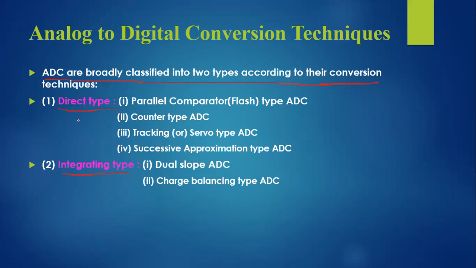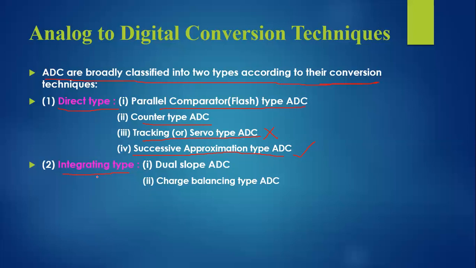This direct type A to D converter is further divided into parallel comparator or flash type A to D converter, counter type A to D converter, tracking or servo type A to D converter, and successive approximation type A to D converter. Among the four, according to our syllabus, we are not going to see the tracking or servo type, and the successive approximation type A to D converter is an important one among all the four types of direct type A to D converters.